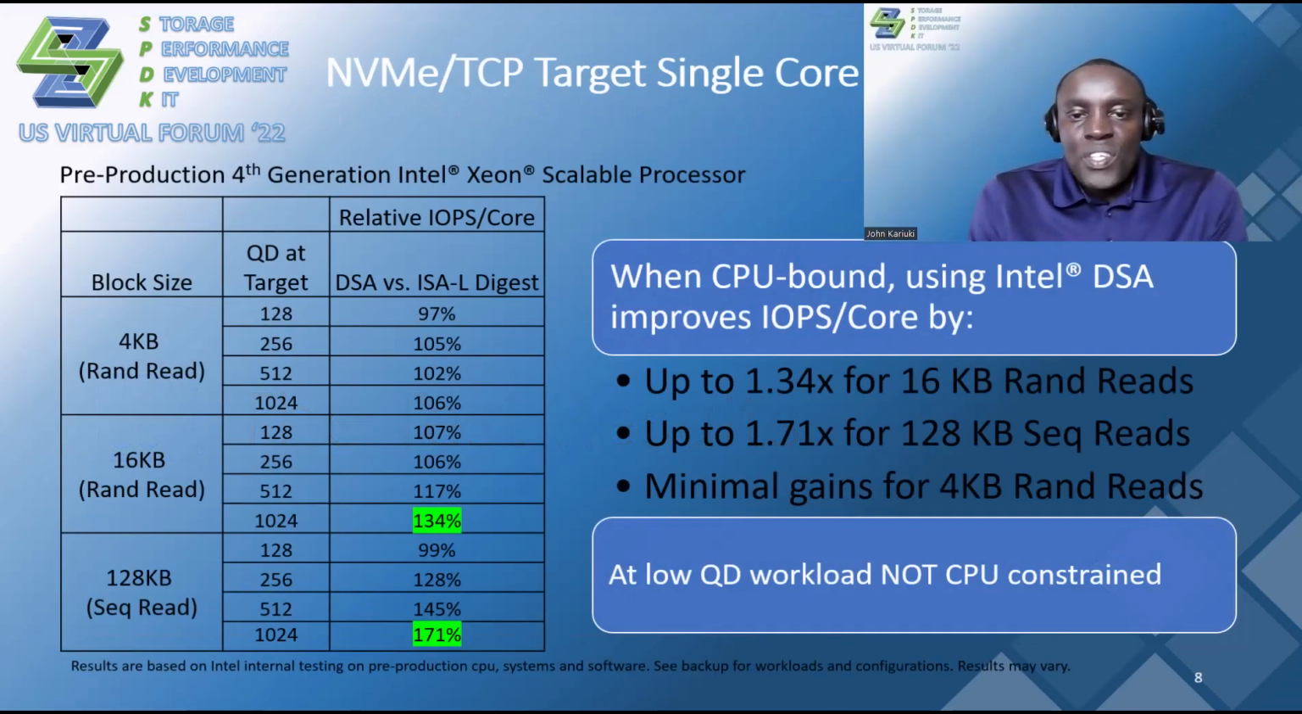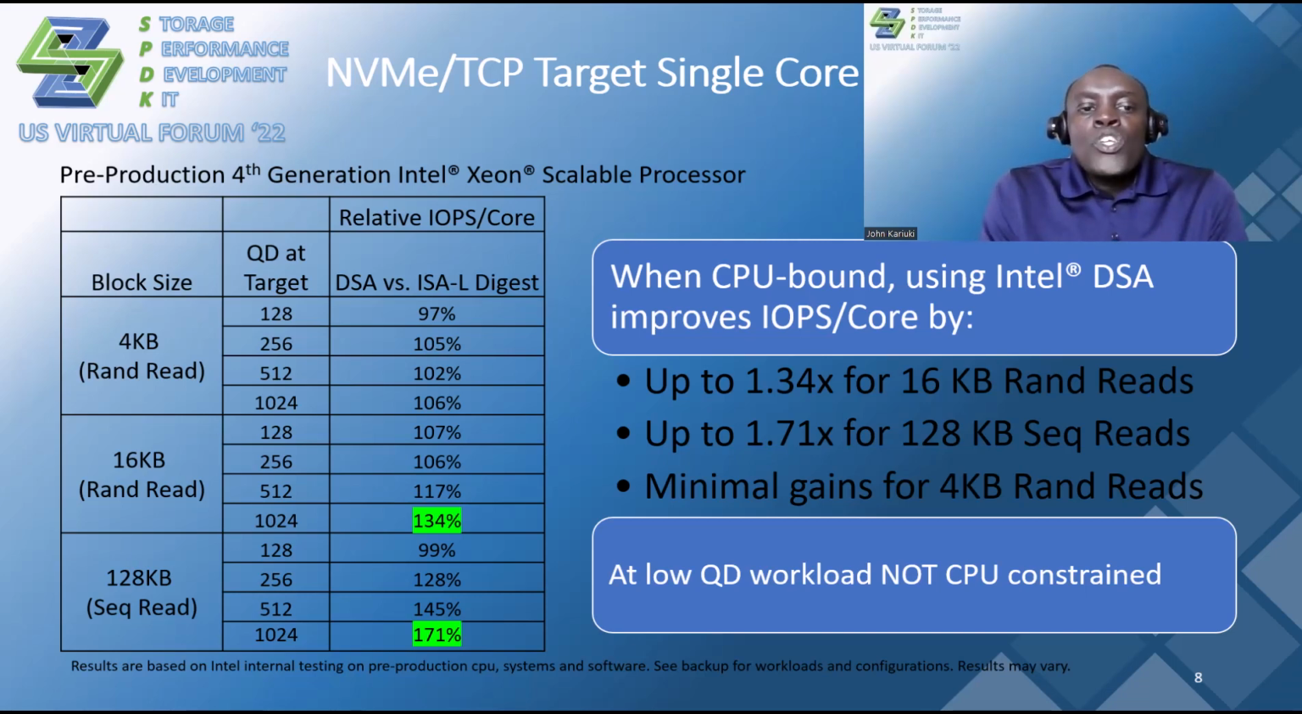So let's take a deep dive into the test results. In the first test that we did, we configured the SPDK NVMe over Fabrics target application to use just one CPU core. And then on the host side, we had those two initiator systems that we have. We had them submit IO read requests. We tested with three different block sizes. We did testing with 4K random reads, 16K random reads, and 128K sequential reads.